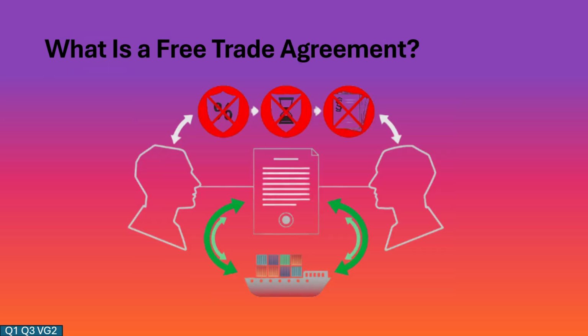A free trade agreement is a treaty between two or more countries. Its purpose is to remove barriers that make trade more difficult or expensive. These barriers include tariffs, import quotas, and complex regulations. By eliminating them, the agreement allows goods to move more freely between the countries involved. This doesn't favor one side over the other. It simply changes the rules of trade.